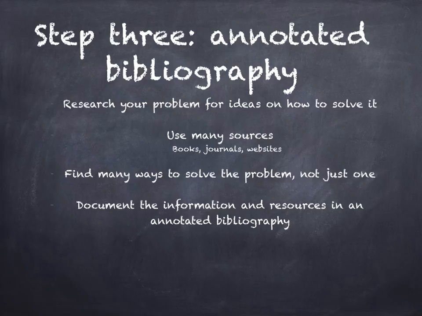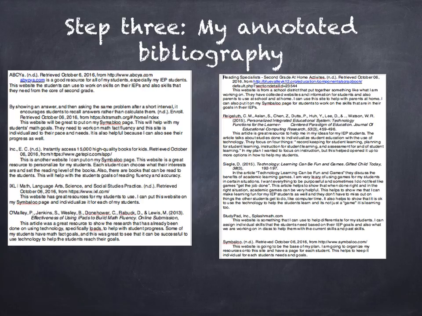The step 3 is the annotated bibliography. This is where you research your problems for ideas on how to solve it. Use many resources, use books, use journals, use websites that are accredited and that will give you that research-based information to show that this has already been done and it is doable and that it can work with your students and that you will actually get an answer to the problem that you are having. You need to document this information in an annotated bibliography. Take notes on what you find to help you along with this process.